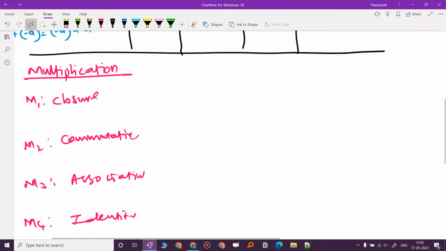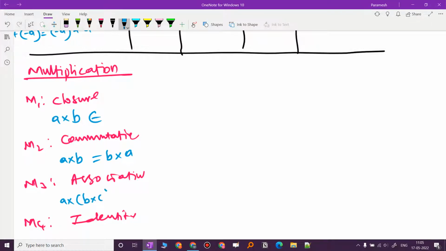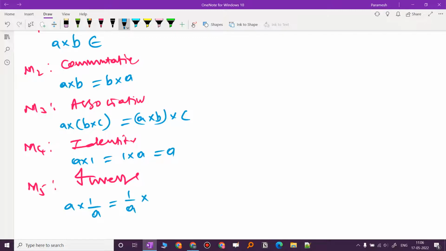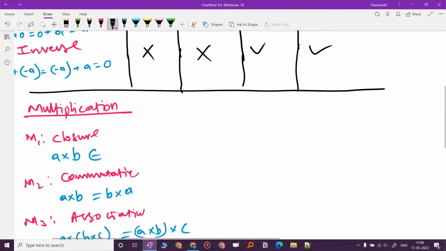Okay, closure means a into b belongs to that particular set. Commutative means a into b is equal to b into a. Under addition it means a plus b; under multiplication it means a into b. Associative property: a into b into c is equal to a into b into c. Identity element is 1 under multiplication: a into 1 is equal to 1 into a is equal to a. Inverse: the multiplicative inverse of a is 1 by a, and a into 1 by a is equal to 1. These are the properties under multiplication.